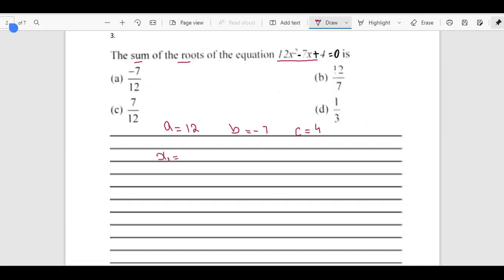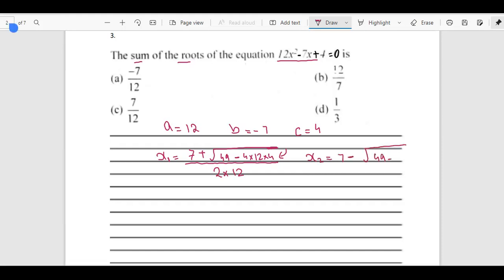X1 would be minus B, so it would become 7 plus under root B square, 49, minus 4 into A into C. Now don't care about the fact that the thing coming inside this under root is negative and we will end up getting complex numbers. No, wait, and you will see that again this part would also be cancelled. Divided by 2A, so it is 2 into A, which is 12, and the question is to find the sum. And then the second root would be the same with a minus sign here.